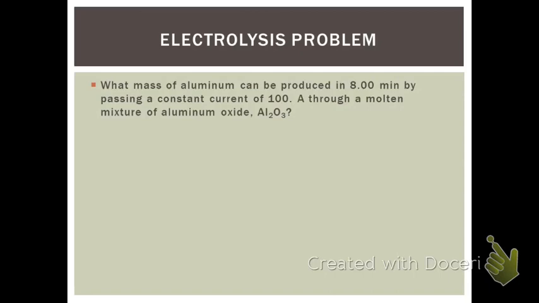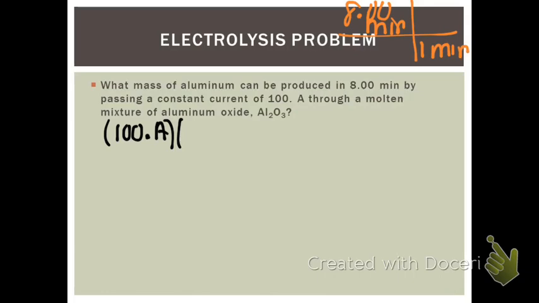So here's another one. What mass of aluminum can be produced in 8 minutes by passing a constant current of 100 amps through a molten mixture of aluminum oxide? So again, amps times time. I have 8 minutes, and I need to turn 8 minutes into seconds. So 8 minutes, every minute, 60 seconds. And so I get a grand total of 480 seconds.